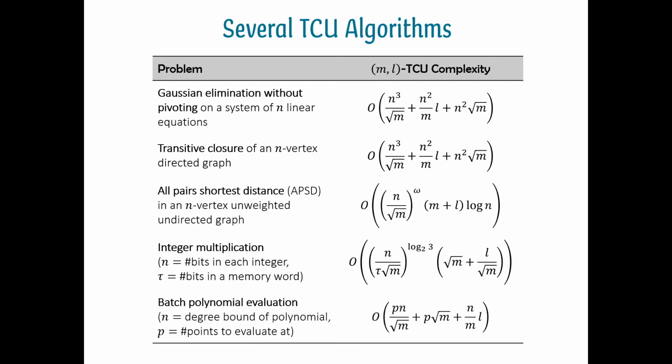And finally, batch polynomial evaluation that I was talking about. If you want to evaluate a polynomial of degree bound n at p different points, then the complexity turns out to be this. I'll not be talking about this, but I can talk about this later if you are interested. So these are some of the algorithms. Then I will talk about other algorithms later. Any question about this?